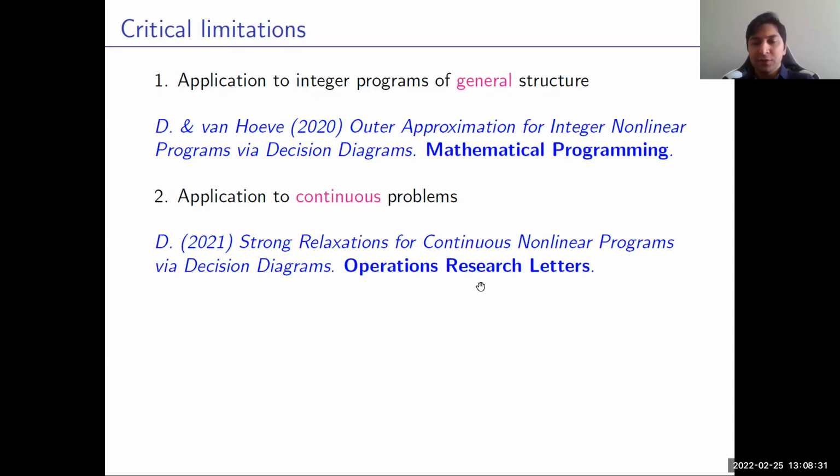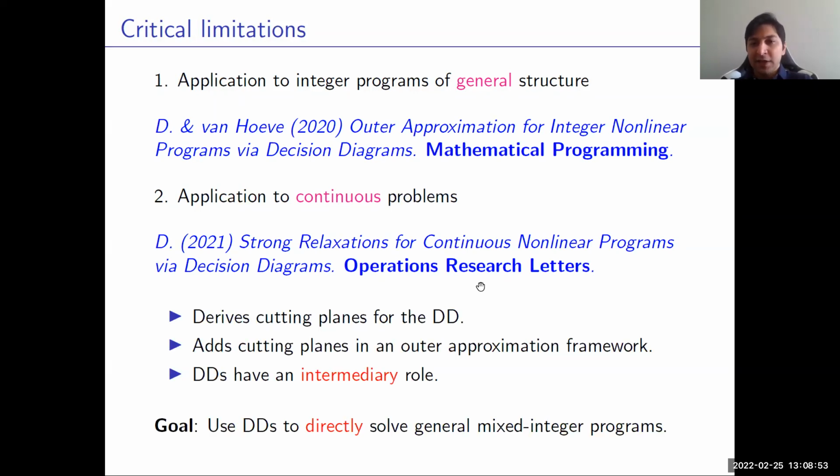So to mitigate these limitations in the prior works, we have introduced a new framework called outer approximation for DDs that defines a new role for decision diagrams that would enable us to lift these barriers. The idea is that we use decision diagrams as a cut generating oracle. So we build these relaxations for general nonlinear programs or continuous problems using decision diagrams, and then we generate cutting planes from the decision diagrams and use them inside of an outer approximation framework. This framework has significantly expanded the application domain of decision diagrams to solve problems beyond what was possible in the past. But nevertheless, the role of decision diagrams in this framework has been intermediary, meaning that it was not used to directly solve these problems, but rather as a cut generating oracle.